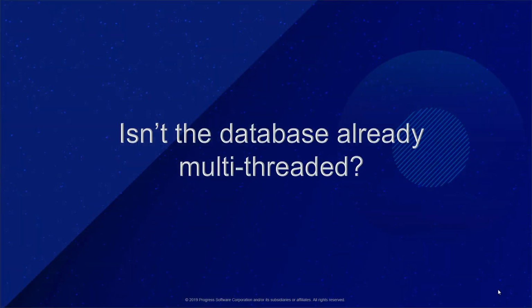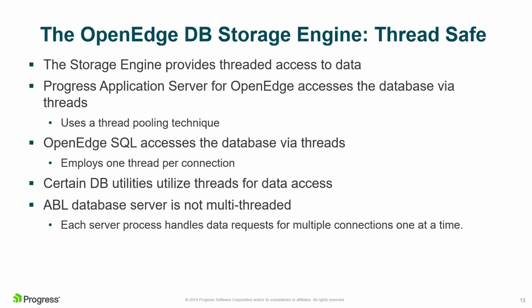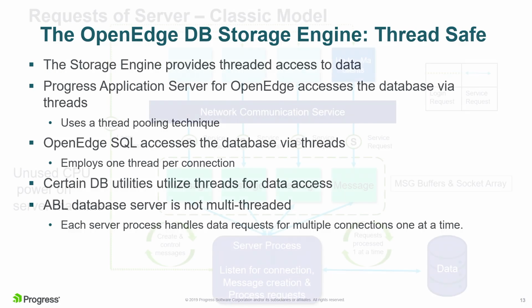You might be saying, I thought the OpenEdge database is already multi-threaded. Well, you're absolutely correct. The storage engine is multi-threaded, PASOE is multi-threaded, the SQL engine is multi-threaded, and many of the database utilities are as well. The issue is that the actual ABL database server is not. This means that requests from multiple remote clients are handled one at a time.